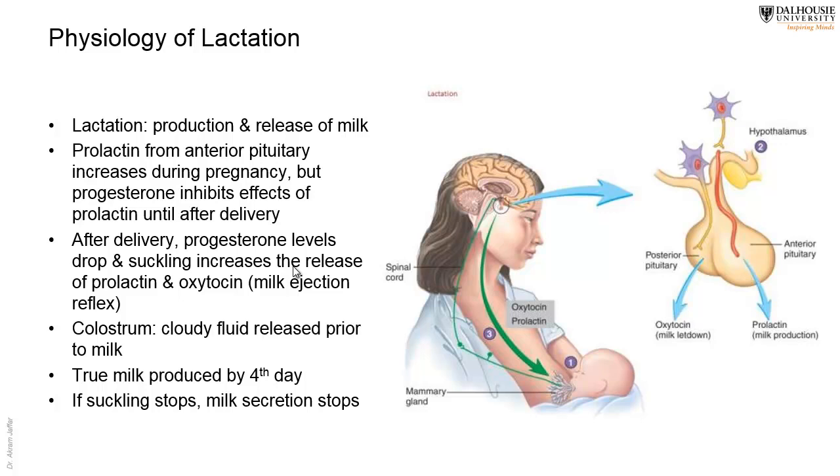The first milk that is formed after delivery is called colostrum, a cloudy fluid that is released before lactation, and this colostrum is very, very important. Even if the mother is not able to lactate at that time because she is very tired, they have to take this colostrum from her and give it to the newborn. This is very important, and then the true milk will be produced by the 4th day. If suckling stops, milk secretion will stop.